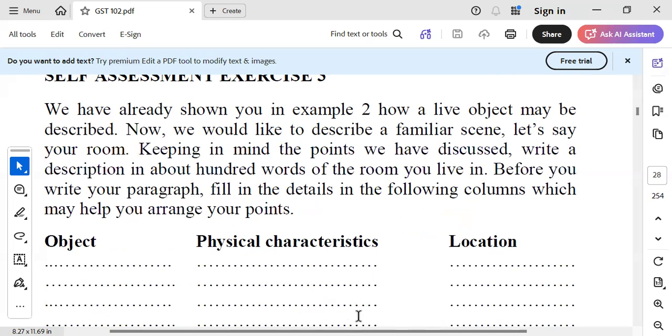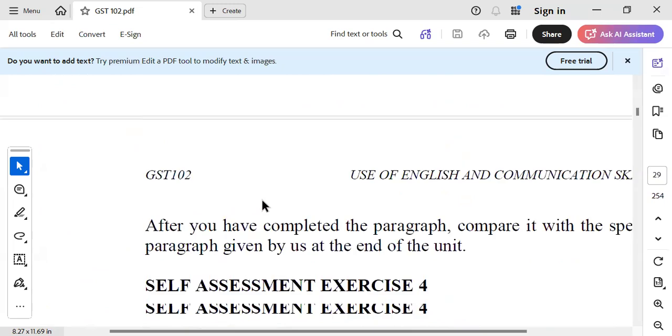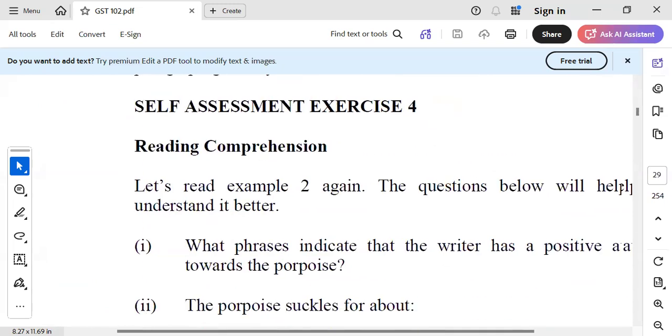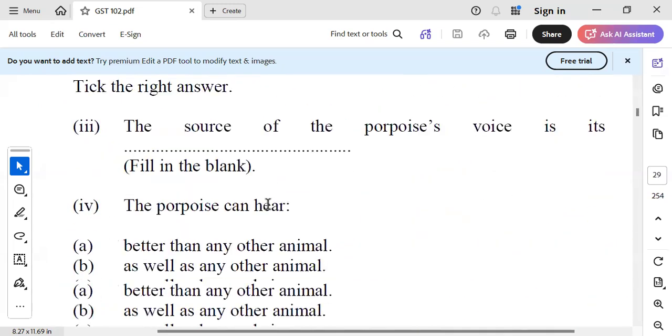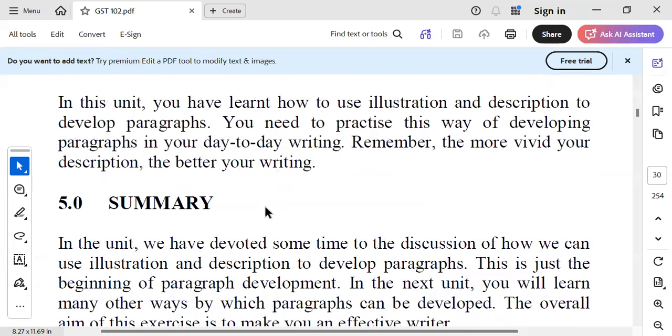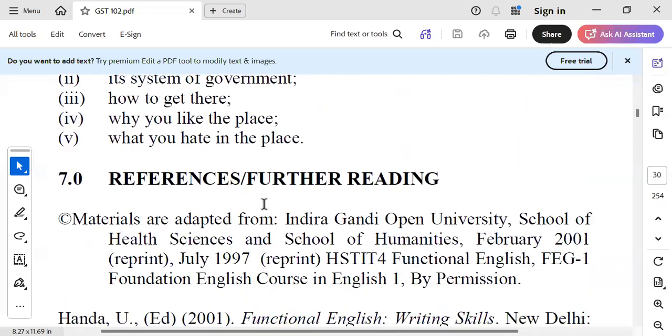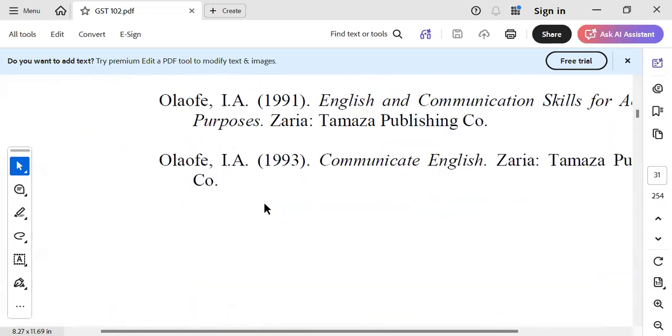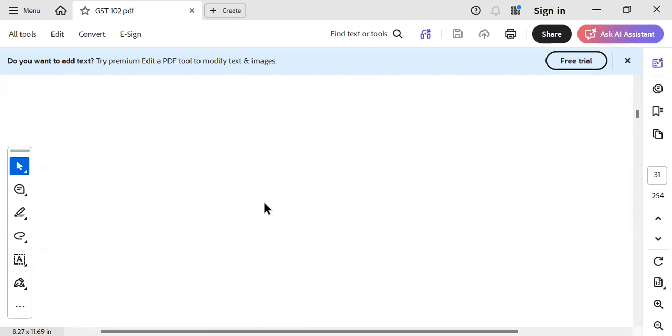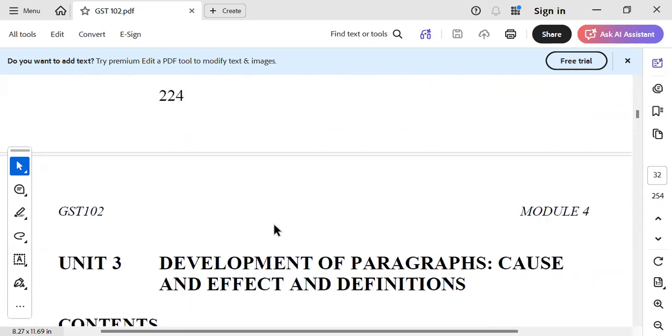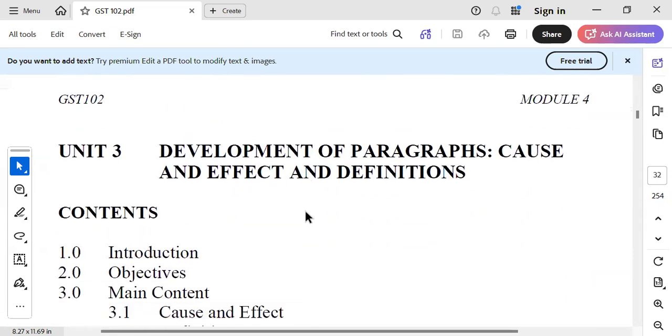So we have done justice to this part tonight. In our next class, we'll move to reading, no, not reading comprehension. Those are just more examples you can use under description. We are done with description basically, and we have concluded tonight. So the next type of reading, also a paragraph development method we are going into in our next class, is development of paragraph using cause and effect and definitions.